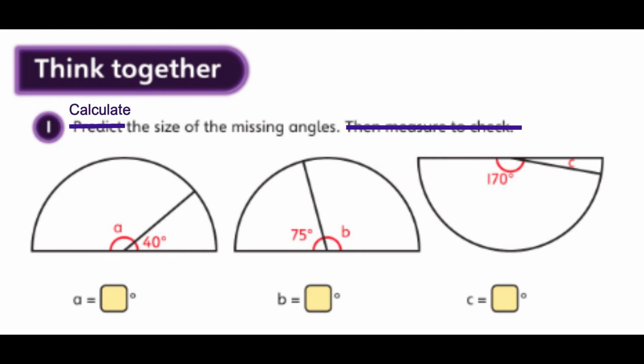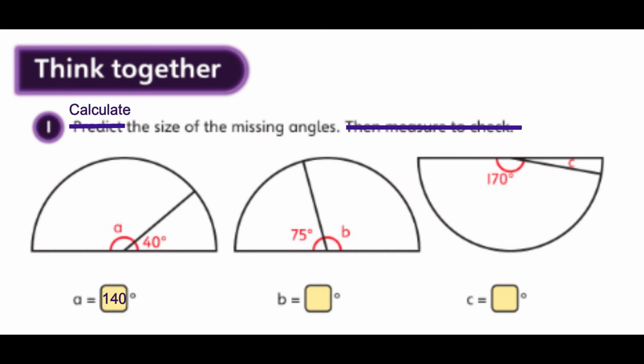So take a moment and work out angles A, B, and C. You'll pause the video, and then when you come back, I'll show you the answers. All right, so what were the answers? Well, A plus 40 should add up to 180. So if I do 180 minus 40, I'm left with 140.